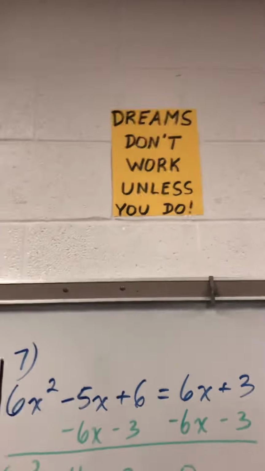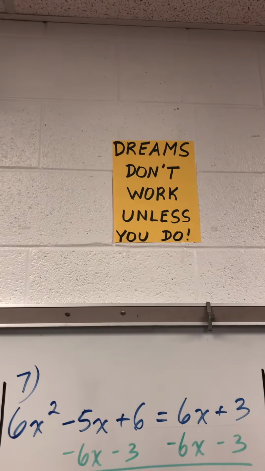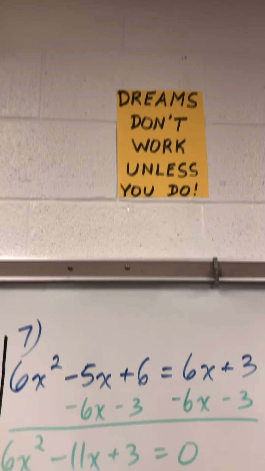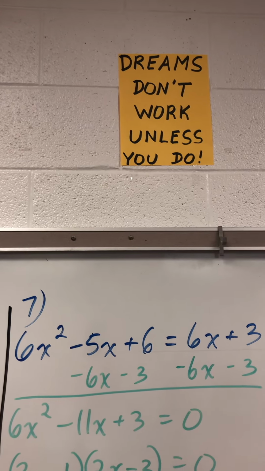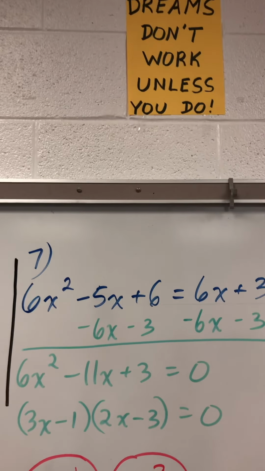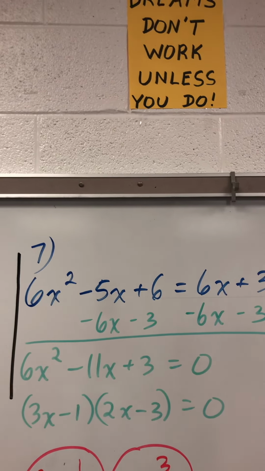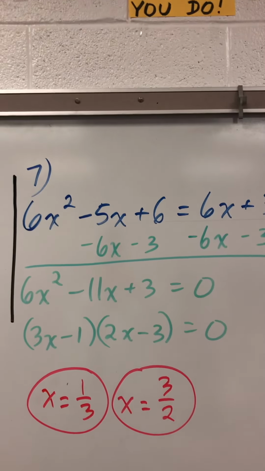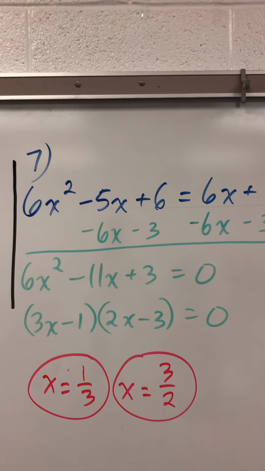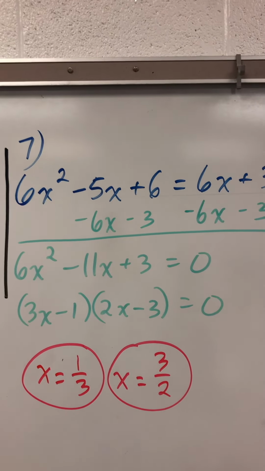Over here, I'm going to subtract 6x and subtract 3. I'm going to do that all in one step to get 6x squared minus 11x plus 3 equals 0. Factors to 3x minus 1, 2x minus 3. And the answer being +1/3 and +3/2.